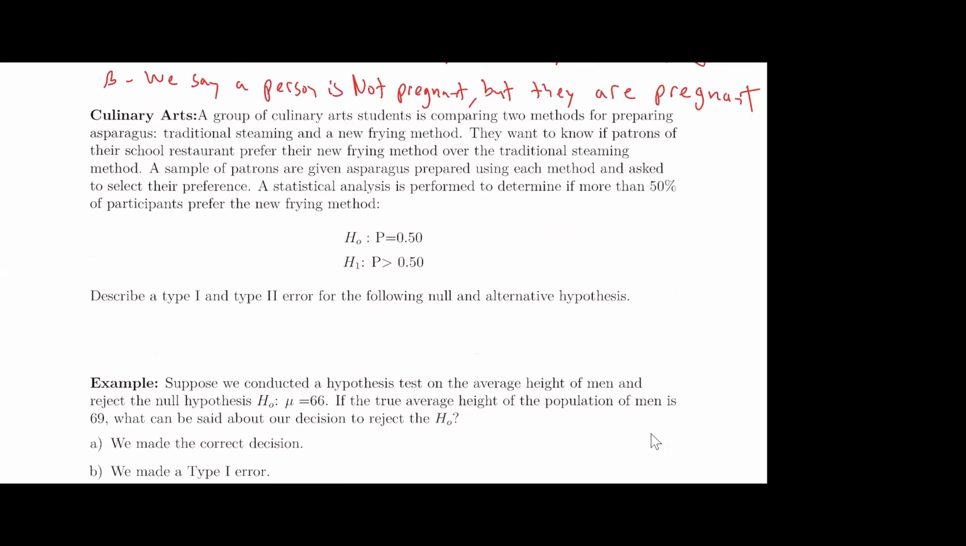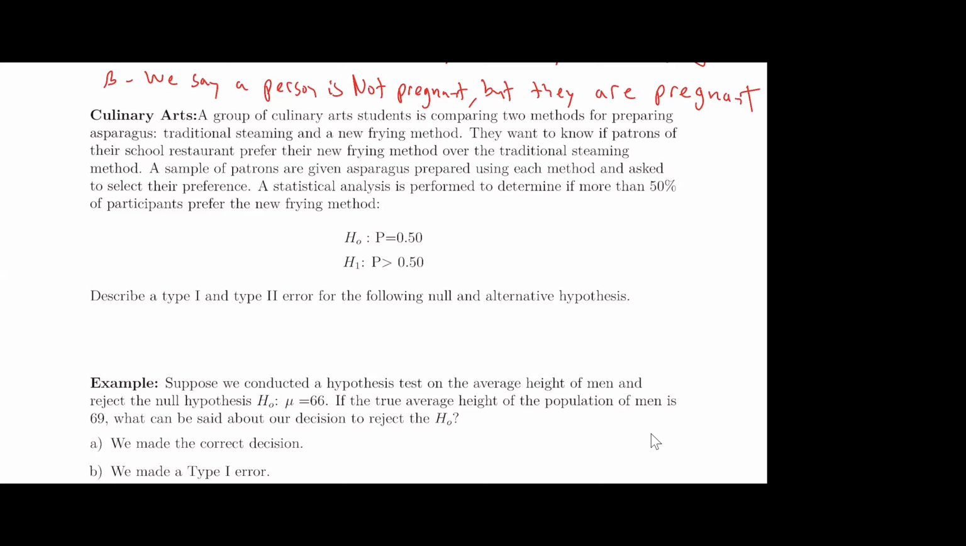A group of culinary arts students is comparing two methods for preparing asparagus, traditional steaming and a new frying method. They want to know if patrons of their school restaurant prefer the new frying method over the traditional steaming method. A sample of patrons are given asparagus prepared using each method and asked to select their preference. A statistical analysis is performed to determine if more than 50% of participants prefer the new frying method.